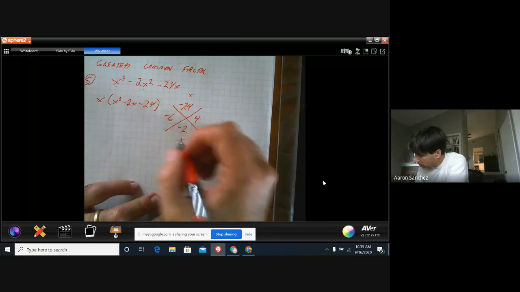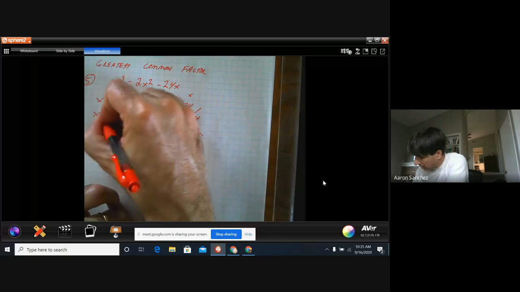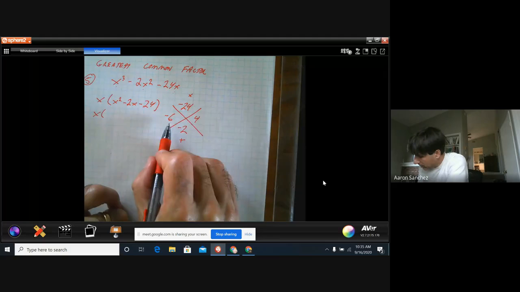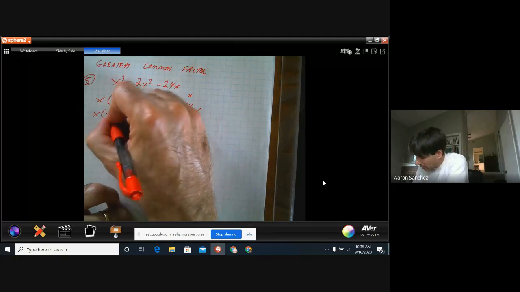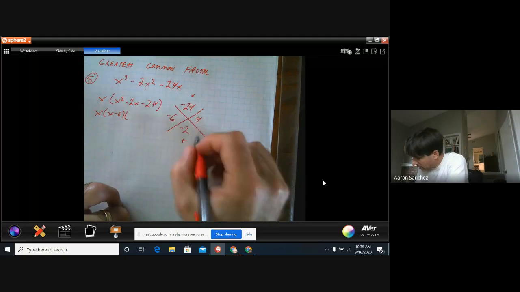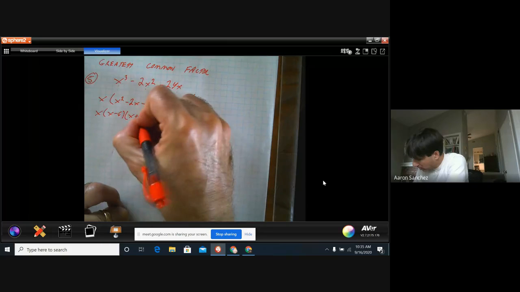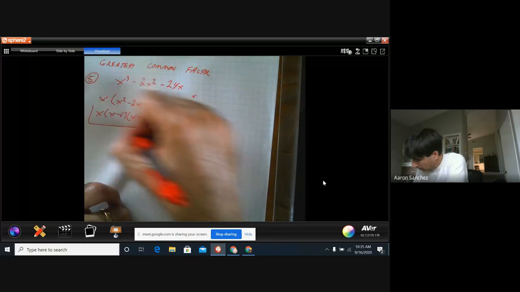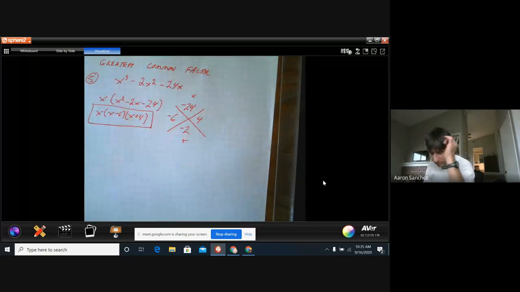So this factoring completely, how you write your answer, x times, this is a negative 6, so I write x minus 6, and this is a plus 4, x plus 4. And that's your answer for number 5. Okay, let's move on. I'm moving on. Let me know if I'm going too fast.